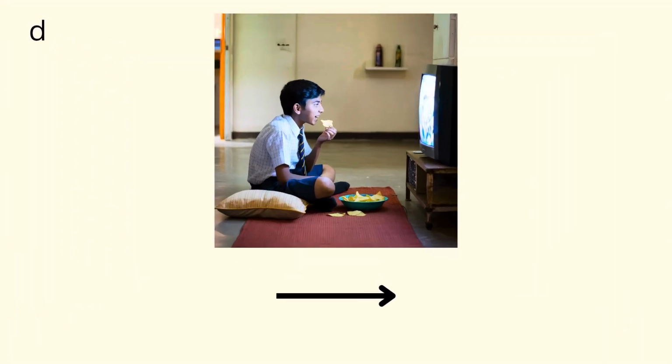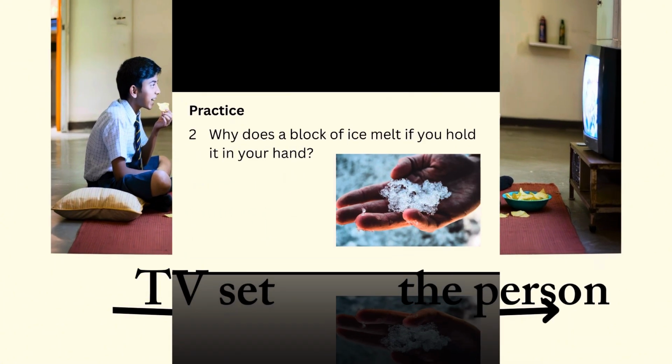Let's look at picture D. Picture D is showing a person sitting in front of the TV set. So when we turn on the TV, there is a sound energy transfer to the person, and the person can hear and watch the TV. So we can write the energy chain like this. Energy transfers from the TV set to the person.